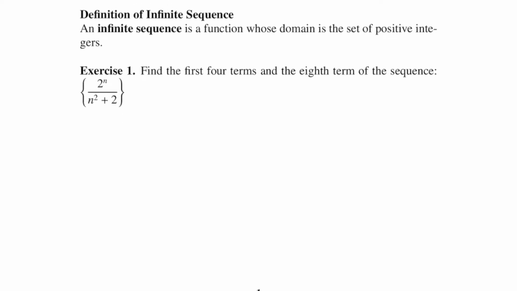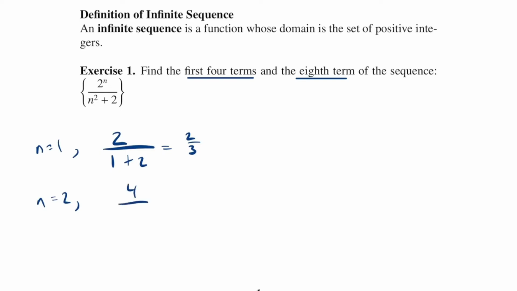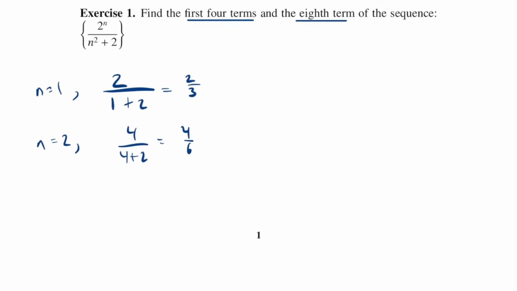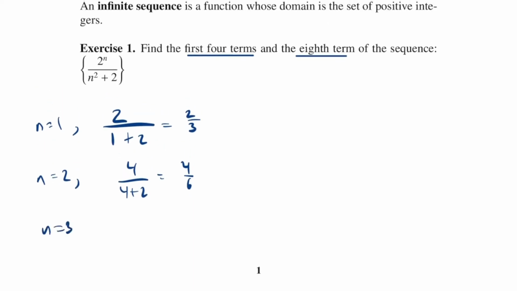Okay, so it says here, find the first four terms and the eighth term. So we've got to find the first four, then the eighth term of the sequence. To do that, you just substitute 1 for n, and you get 2 over 1 plus 2, which is 2/3. Then you substitute 2 for n, you get 4 over 4 plus 2, that's 4/6. And then you keep going.